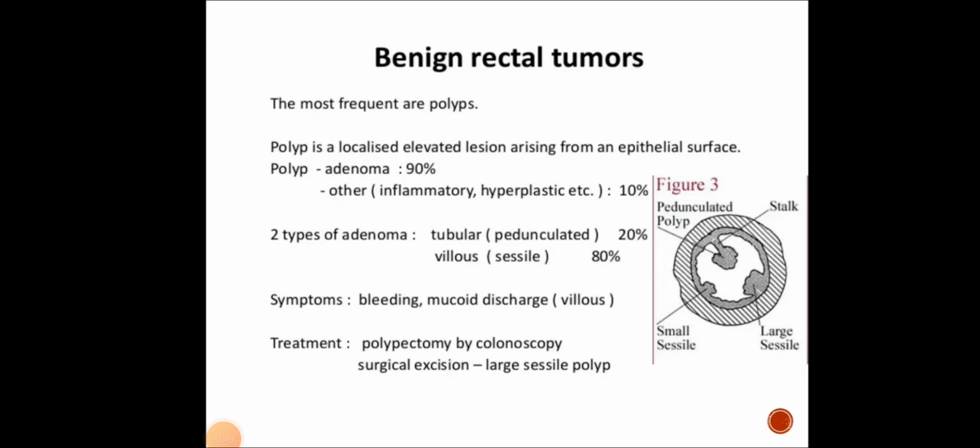In benign conditions, the symptoms are bleeding and mucoid discharge. The villous type mainly presents with discharge and bleeding. Treatment is polypectomy. If it is pedunculated, it is easy. Polypectomy can be done by colonoscopy or as surgical excision. When it is sessile, with no pedicle, we can go for surgical excision. That is the treatment of benign rectal tumors, mainly the polyps.